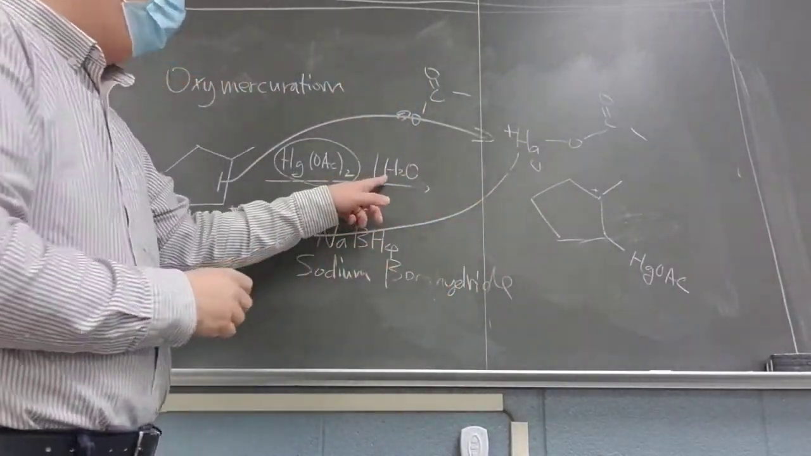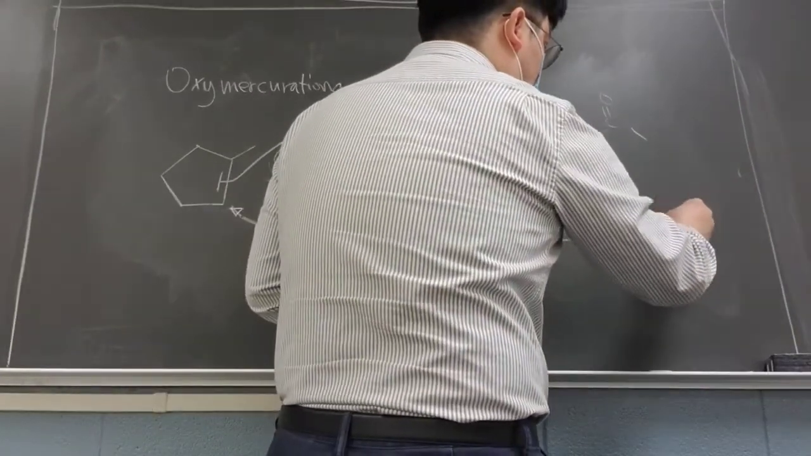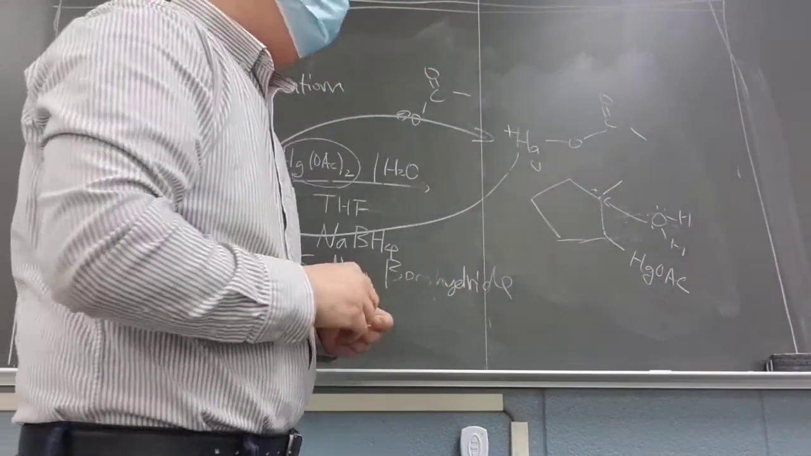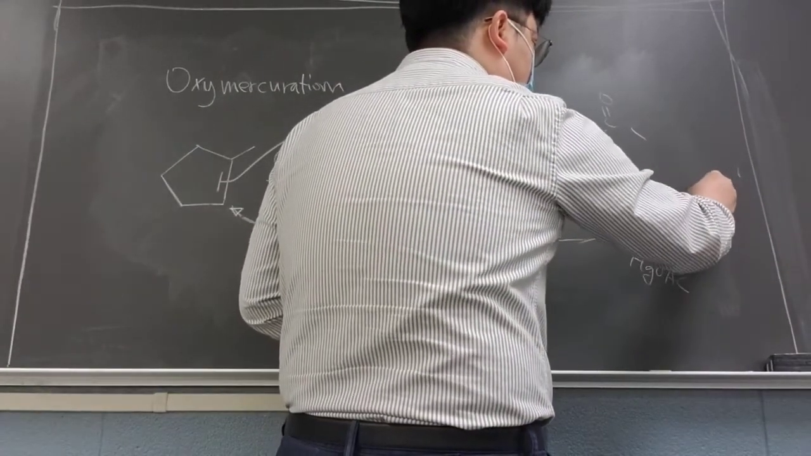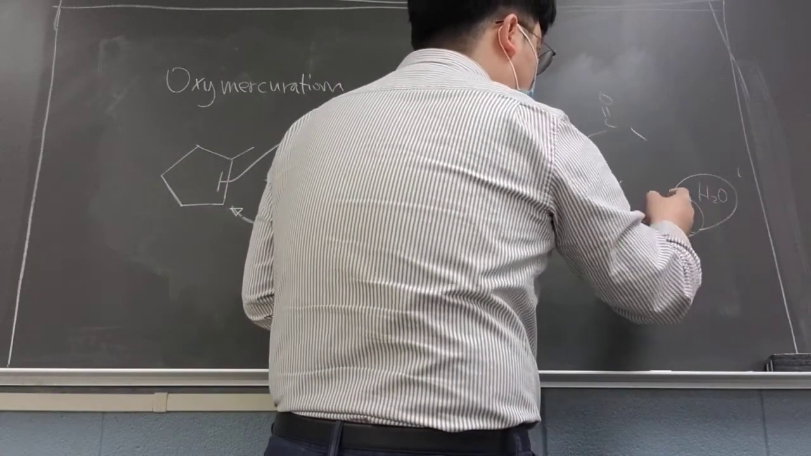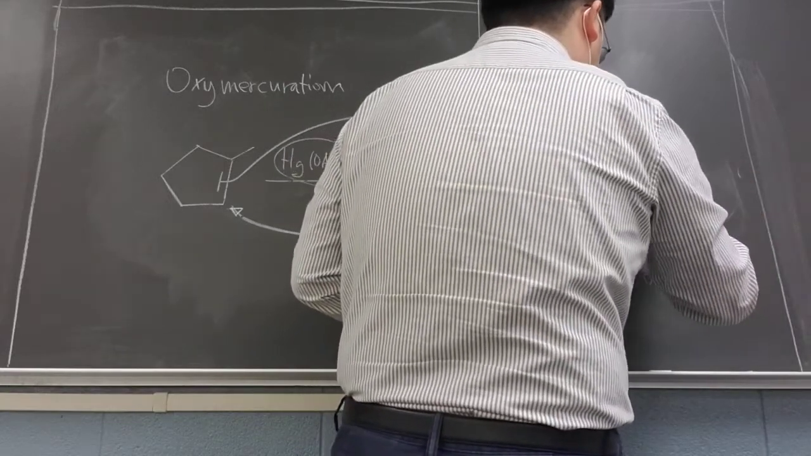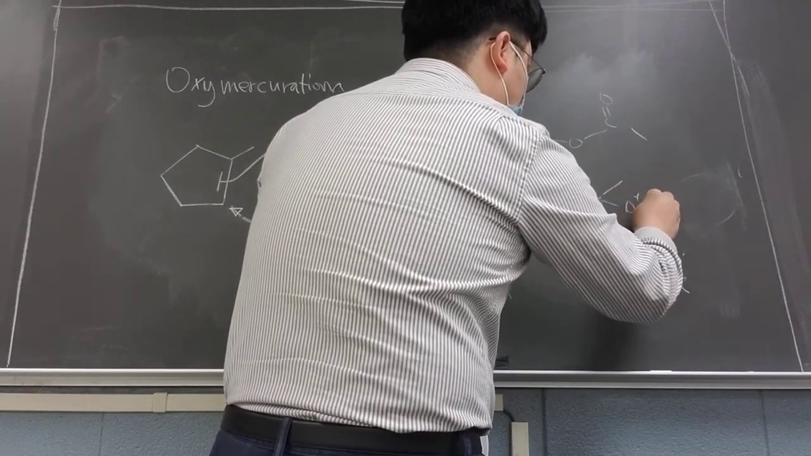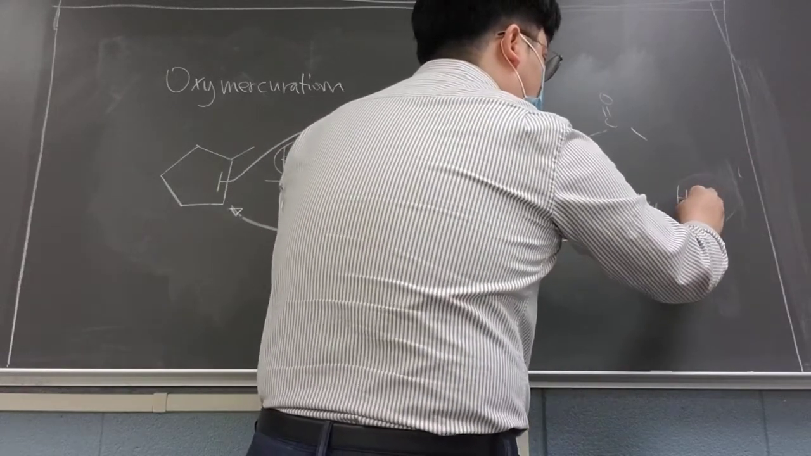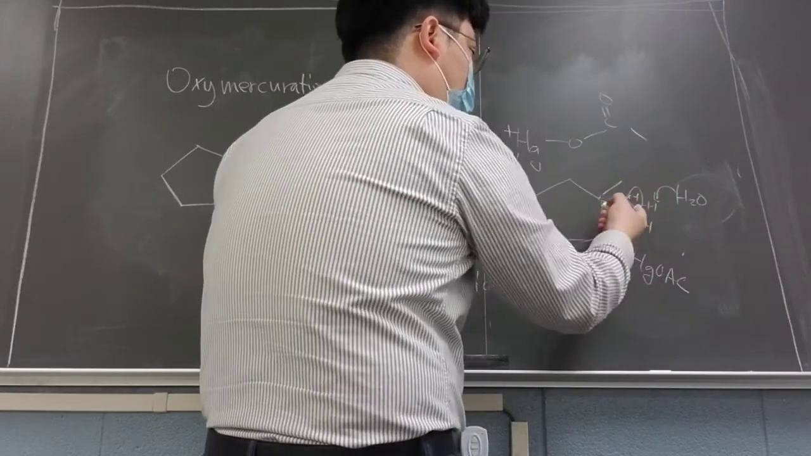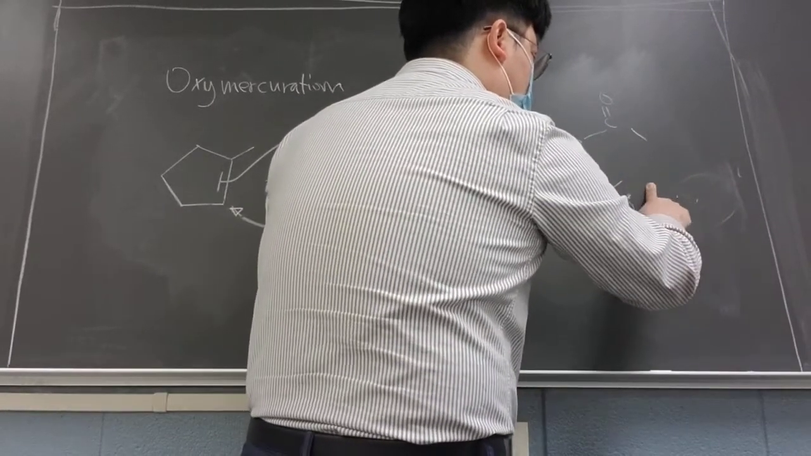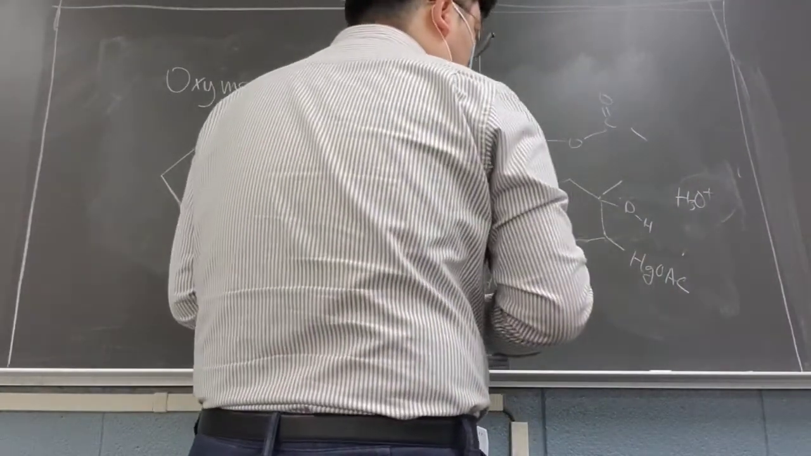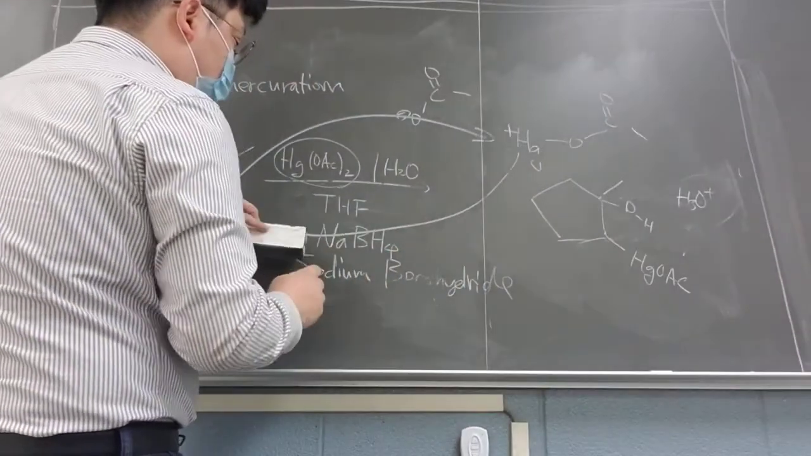And then water comes in. It's actually the same. And then later, this will also be picked up by another water. So I'll show you step by step. Once the water goes there, water gets this one, so this goes to here, so the plus charge will be gone. And then we use the sodium borohydride.